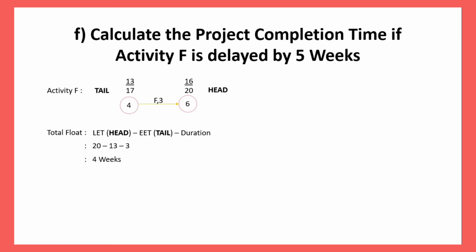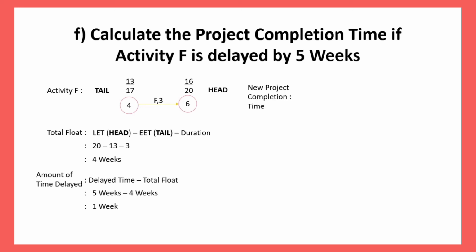Then, we will find the amount of time delayed. The formula that we will use is delayed time minus total float. The delayed time is 5 weeks and the total float is 4 weeks. Therefore, the amount of time delayed is 1 week.